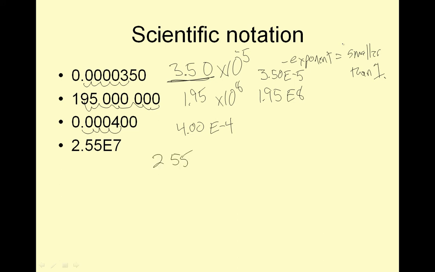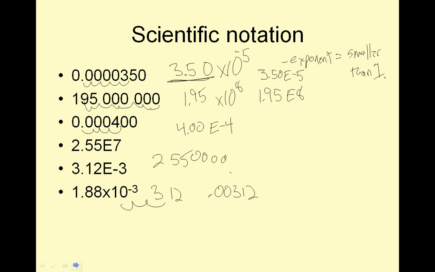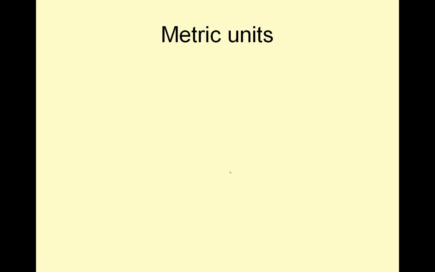And I can move the decimal 7 spots from here. It's positive 7, so it's going to be bigger than 1. 1, 2, 3, 4, 5, 6, 7, 0, 0, 0, 0, 0. Bam, there you go. 3.12e negative 3, so 3, 1, 2. If it's negative 3, it's going to get smaller. 1, 2, 3, 0.00312. 1.88e negative 3, again, 1, 2, 3, 0.00188. Hope I'm done.